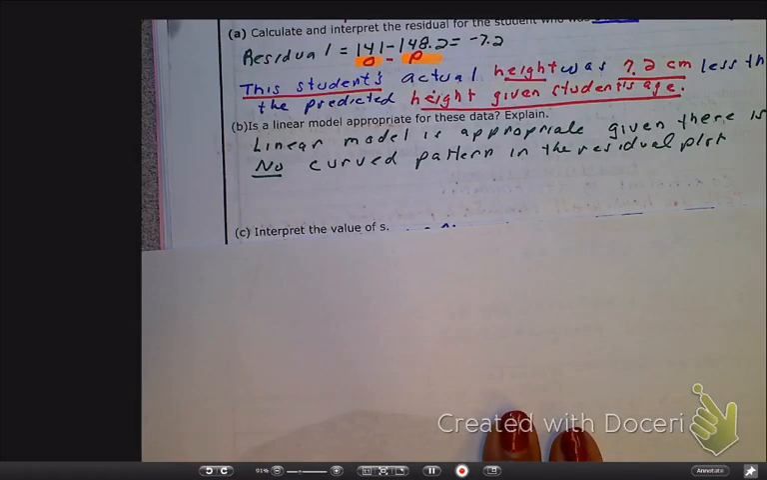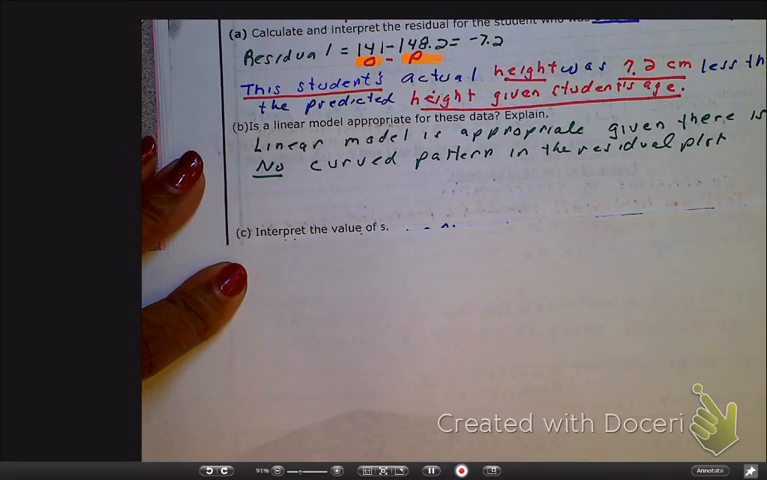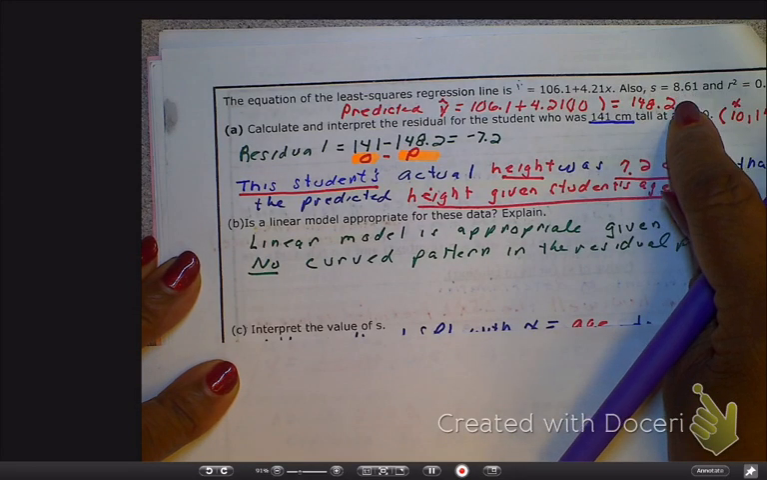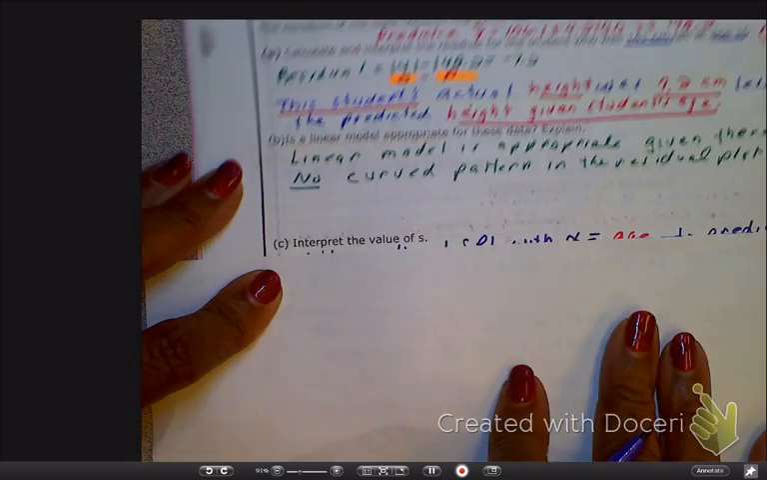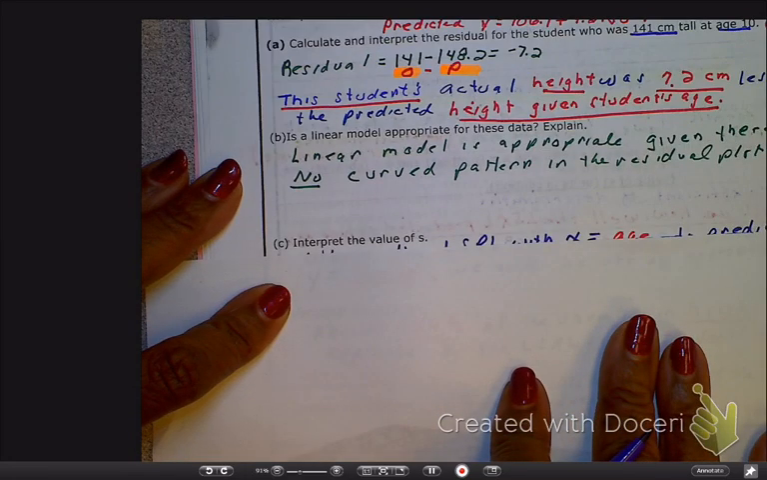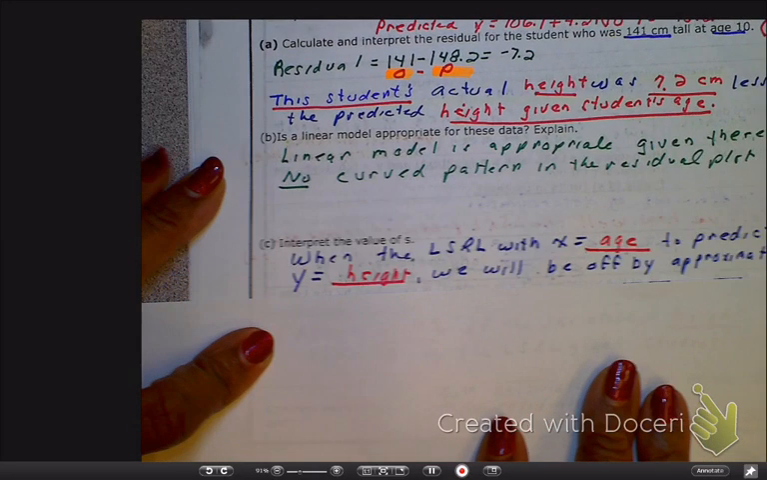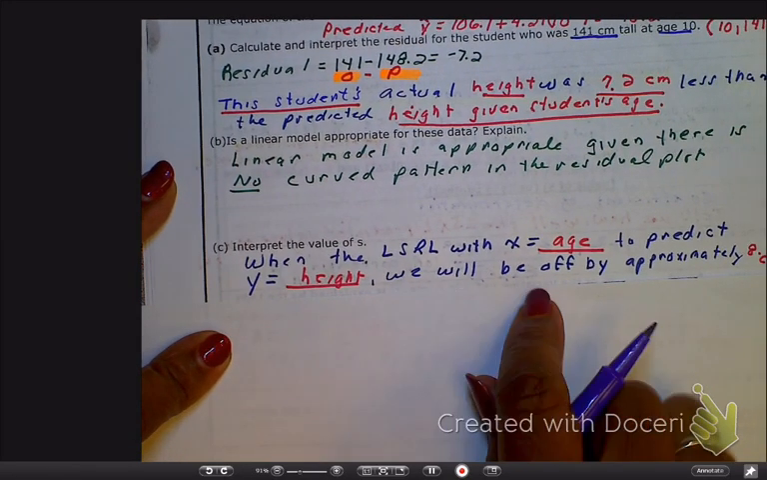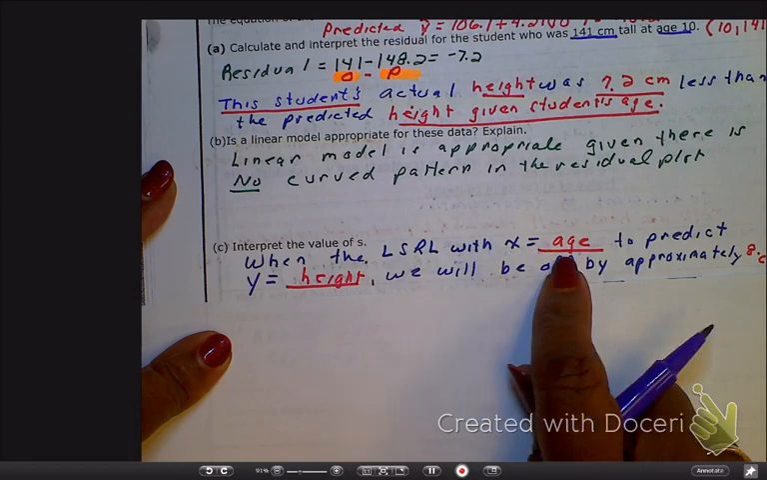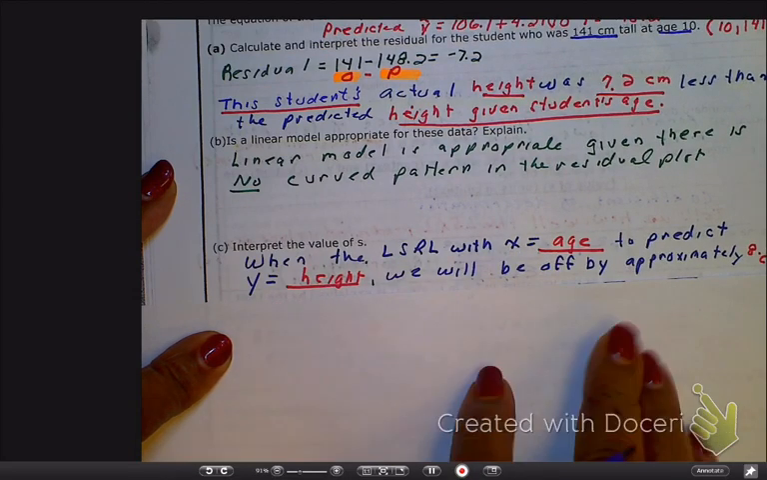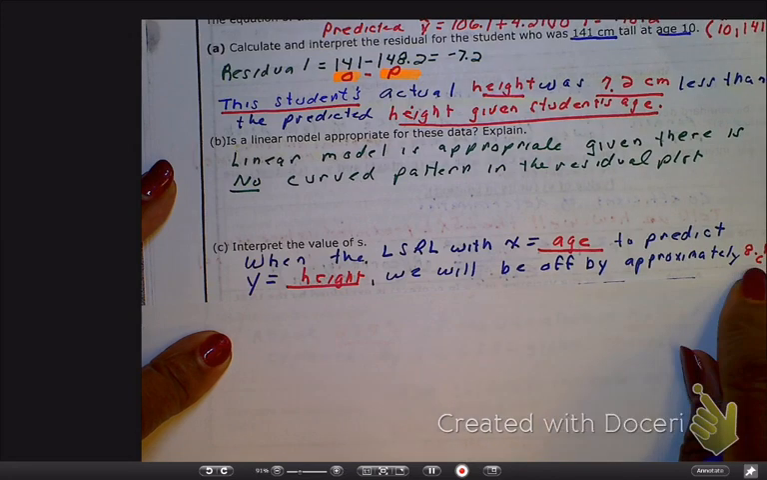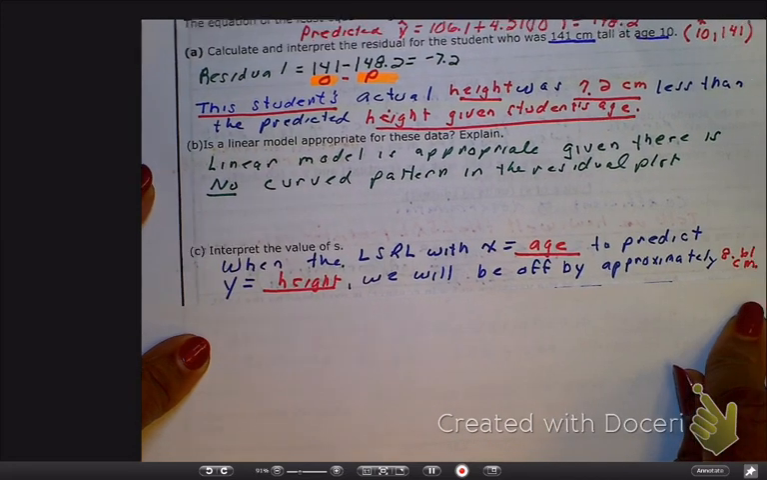Next, I want to interpret the value of S. They told us up here where to go. S is 8.61, but what does that mean? Well, if you look back on that rubric on the other page, fill it in. So, when we use the least squares regression line with X being the age to predict Y, the height, we will be off by approximately 8.61 centimeters. Just plugging it in.